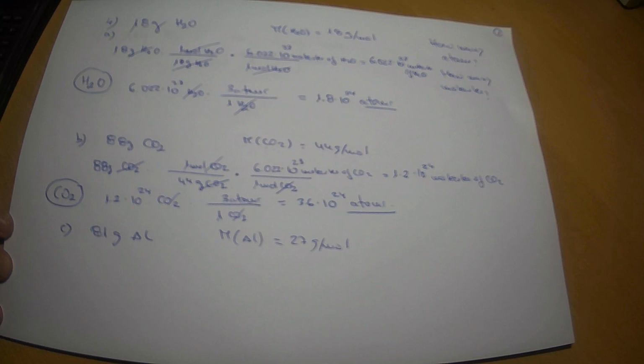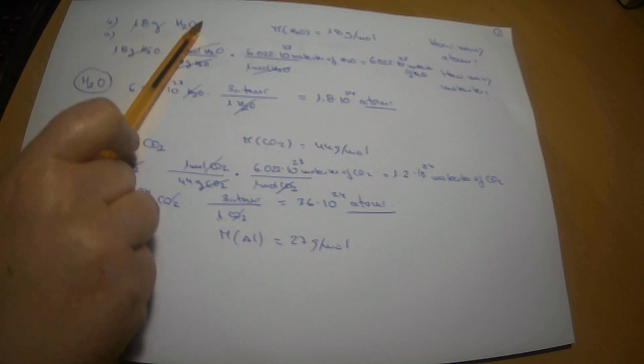Hello, I'm going to correct the exercises from the worksheet Chemical Calculations, Moles, Molecules and Atoms. The first exercise that we have to correct is exercise 4: how many atoms and molecules are there in the following samples. In the first case, I have 18 grams of water.